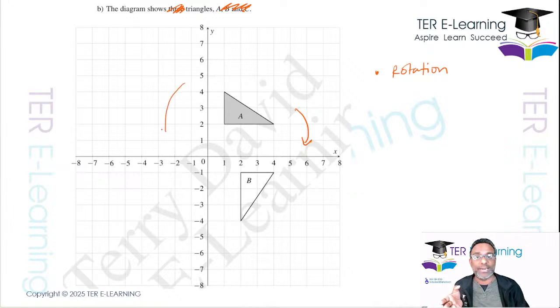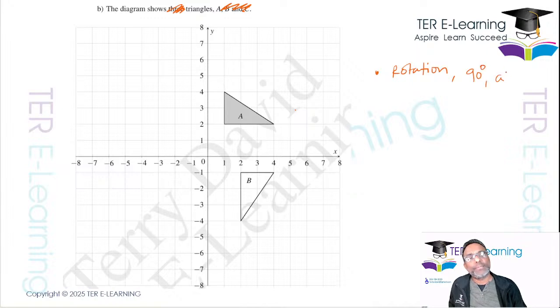Some students might look at it and say, well, you know what? I feel it's an anti-clockwise rotation. Either one of them is correct once you give the correct angle. So we can say a rotation of, in this case, it looks like 90 degrees, about the point, in this case, the origin. And you can double check that with your compass if you need to. So about the point 0, 0, in a clockwise direction. So it's a rotation 90 degrees about the point 0, 0 clockwise, right?